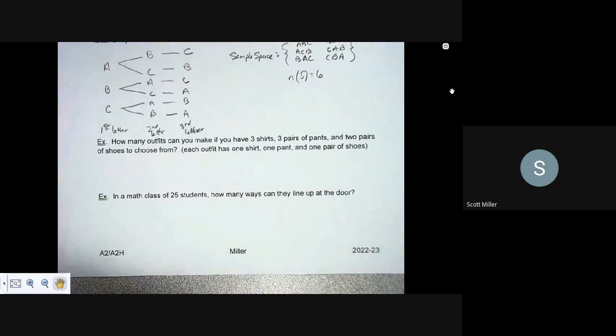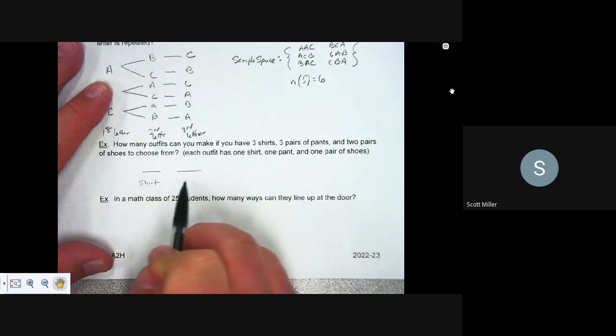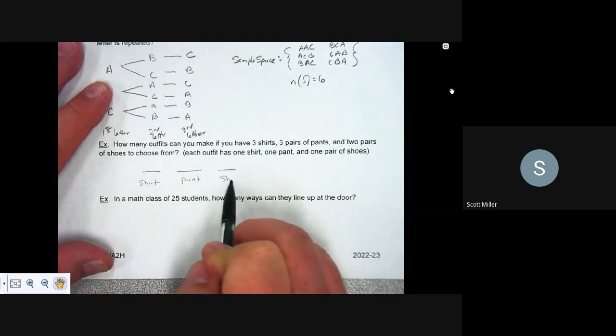So here's another example right here. How many outfits can you make if you have 3 shirts, 3 pants, and 2 pairs of shoes to choose from? Well, using our fundamental counting principle, here's how I usually do it. I have to pick a shirt. I have to pick a pants. And I have to pick a shoe.